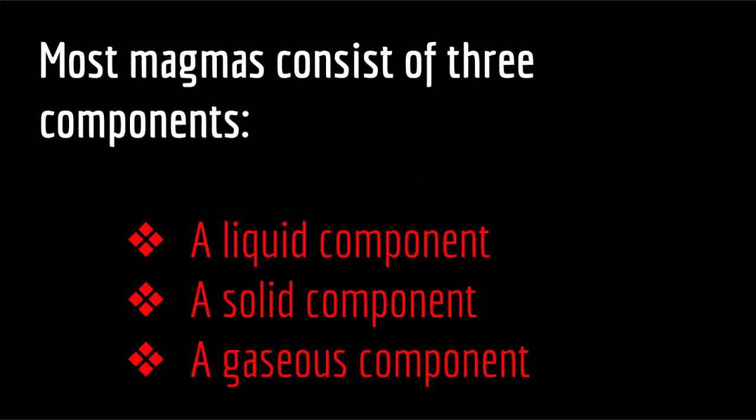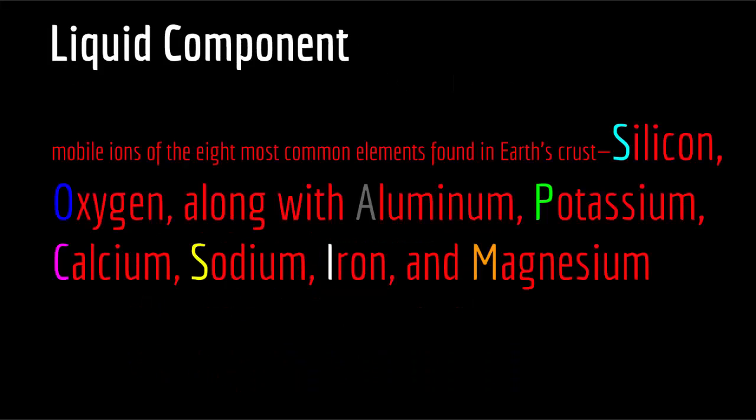So what does most magma consist of? Well, most magmas consist of three components. It consists of a liquid component, a solid component, and a gaseous component. Your liquid component is mostly mobile ions of the 8 most common elements found in Earth's crust.